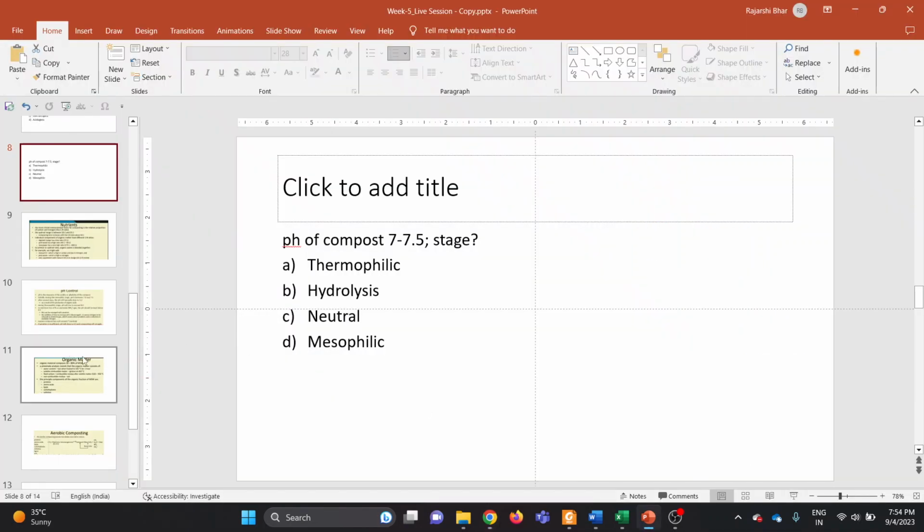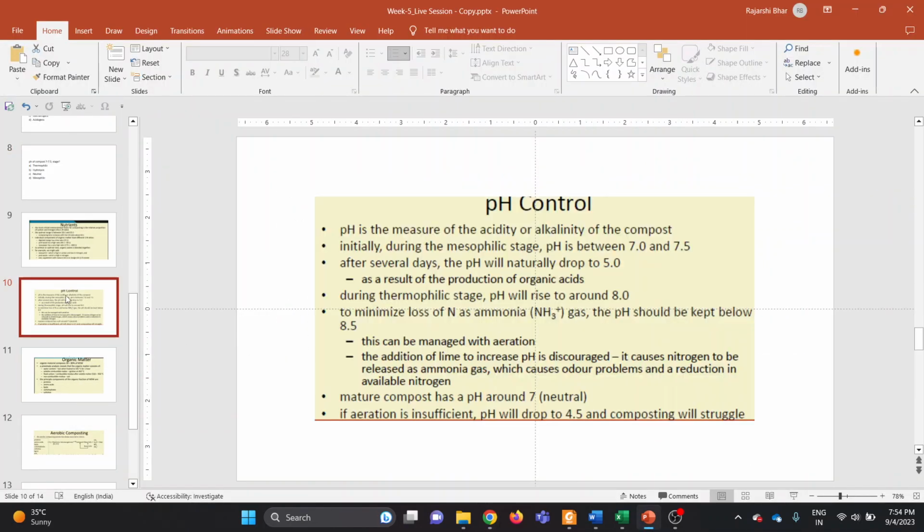Yes, mesophilic is the correct answer. And a few points: here you can see that initially during composting, it starts with a mesophilic range where the pH is between 7 and 7.5. And as the days go by, the pH usually drops down to about 5. This is because organic acids start getting formed due to various reactions taking place inside.